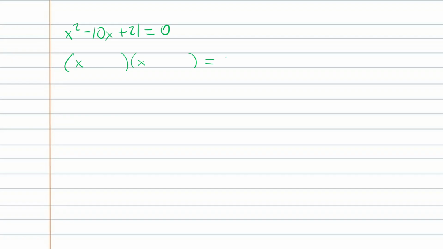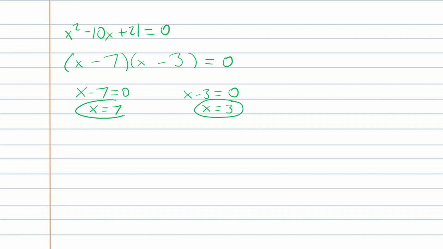Now I think I can factor this one. So let's try to factor this one. I need two things that multiply to give me 21 and add to give me negative 10. Well, how about a negative 7 and a negative 3? Negative 7 plus negative 3 is negative 10, and negative 7 times negative 3 is 21. This means that x minus 7 has to equal 0, and x minus 3 also has to equal 0. Well, that means that x needs to equal 7 and x needs to equal 3. Those are our two solutions.